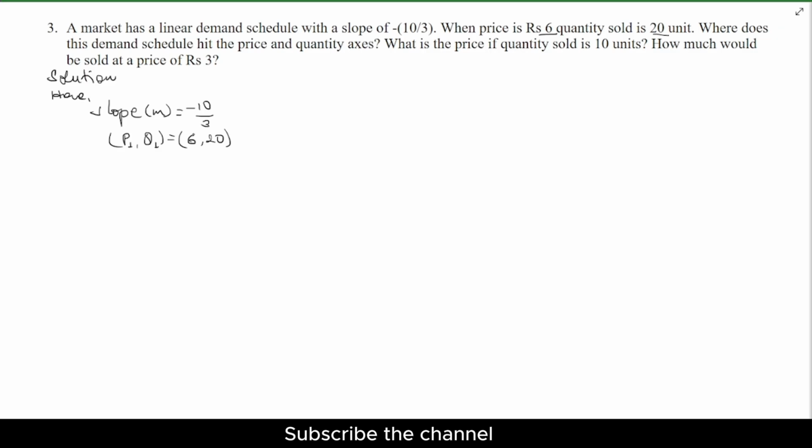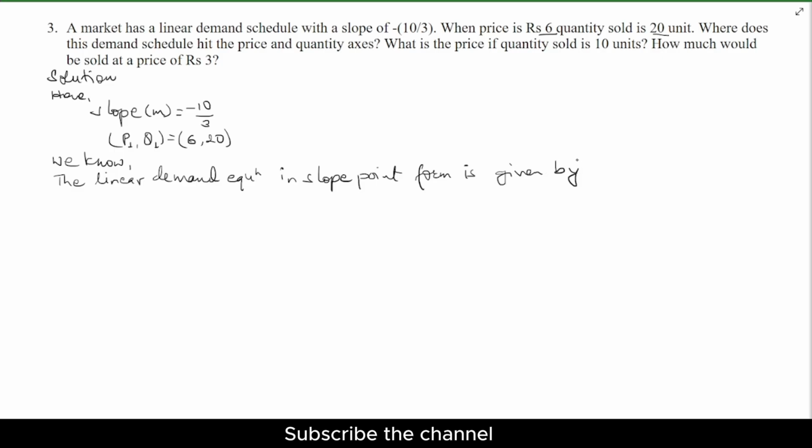We'll do this one, okay? And what we know is the linear demand equation in slope-point form is given by Q minus Q1 equals m into P minus P1. This one. Then what you'll get?